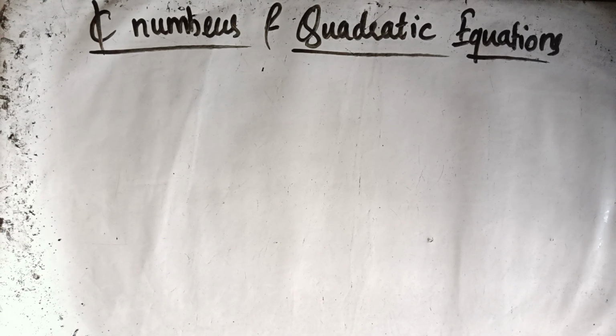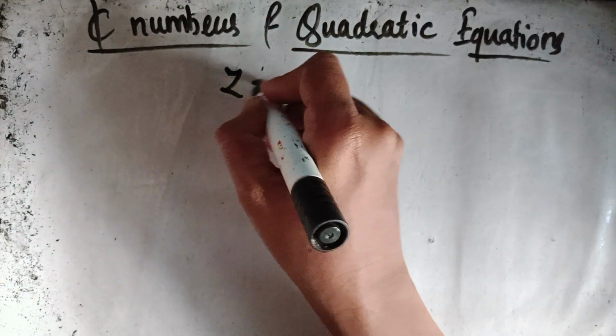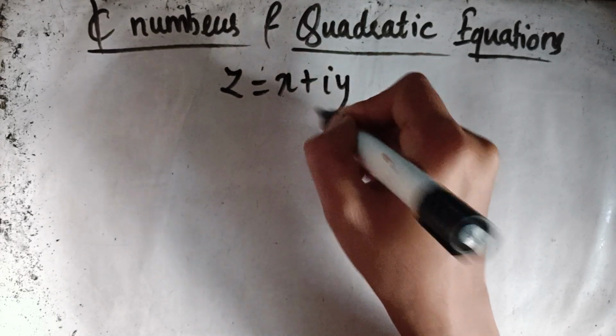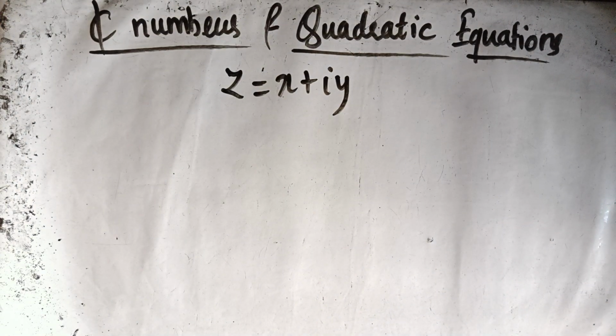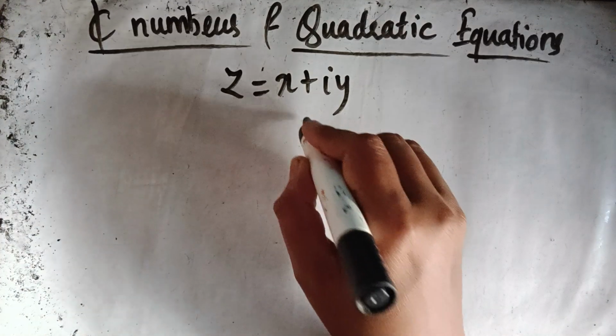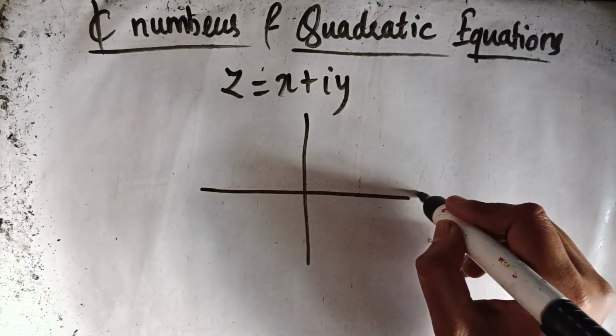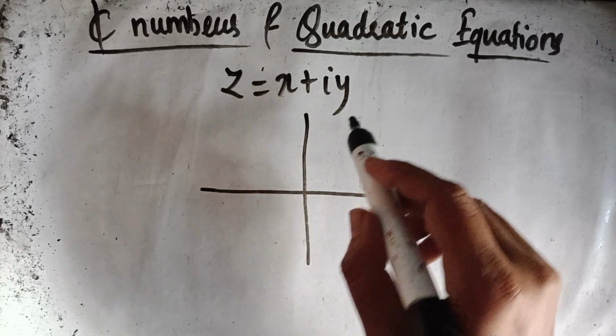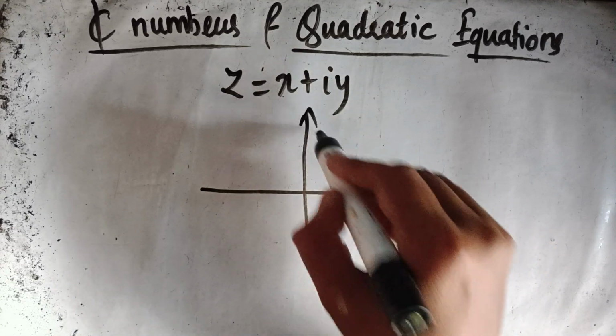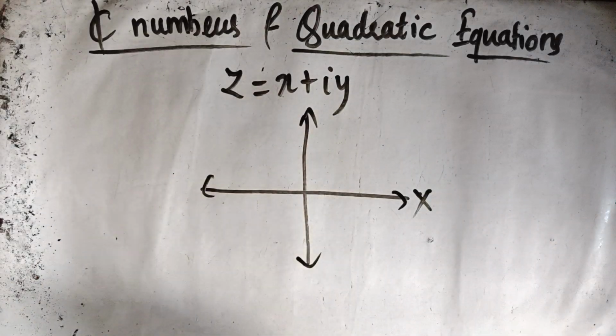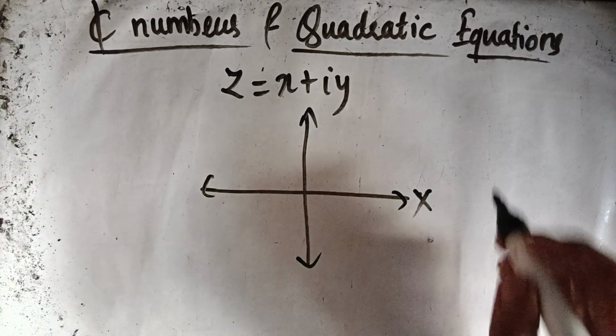Hello students. So we were doing complex numbers and we have defined what is a complex number. Let's see the geometrical representation of complex number. So the number z is equal to x plus iy can be represented in a plane called complex plane where x is the real axis and y is the imaginary axis.